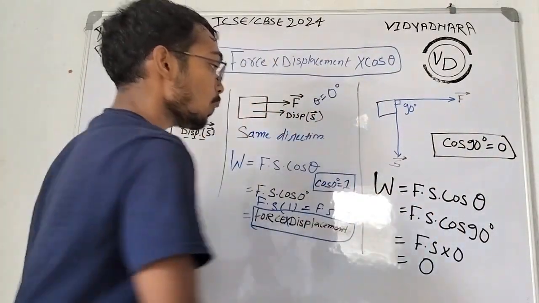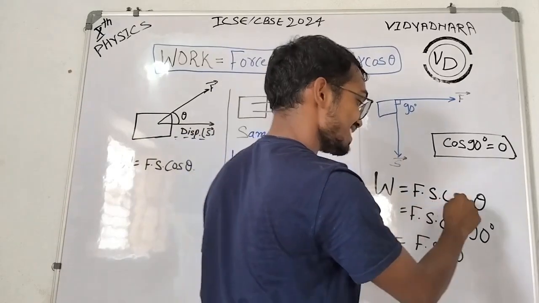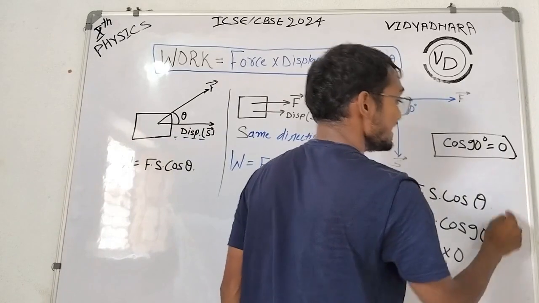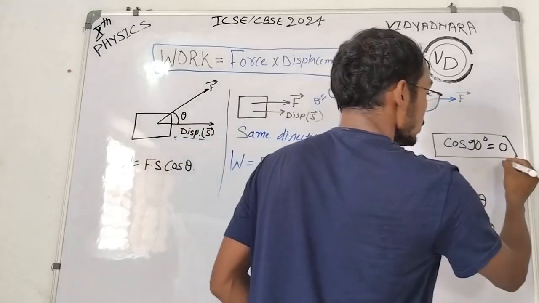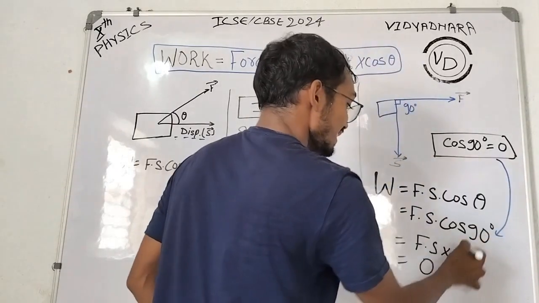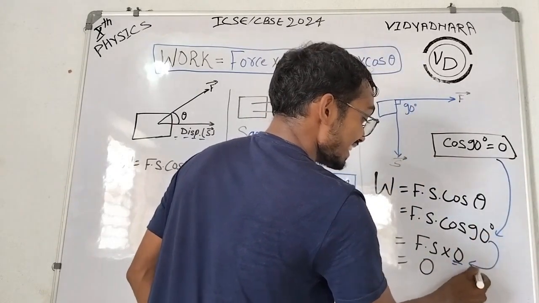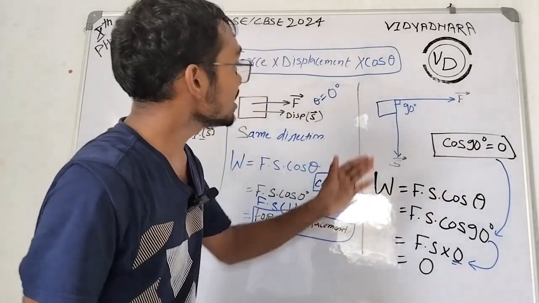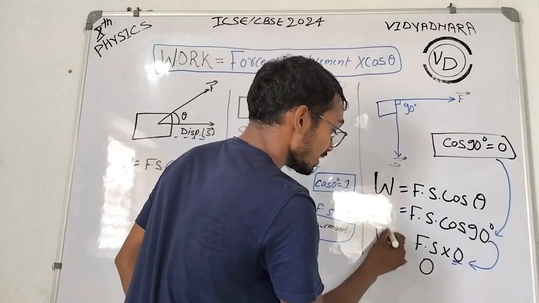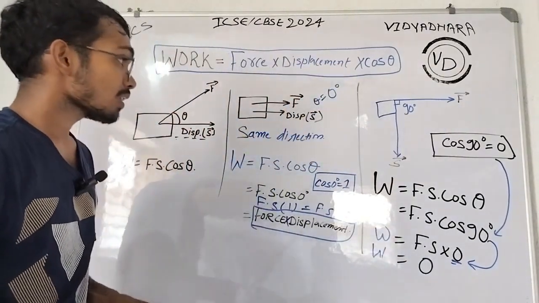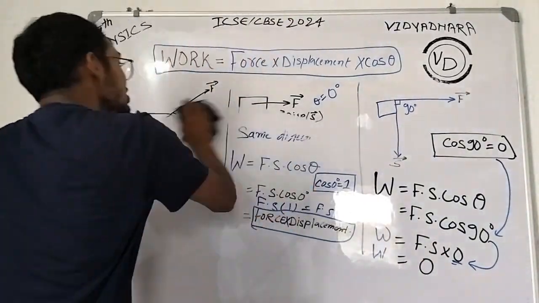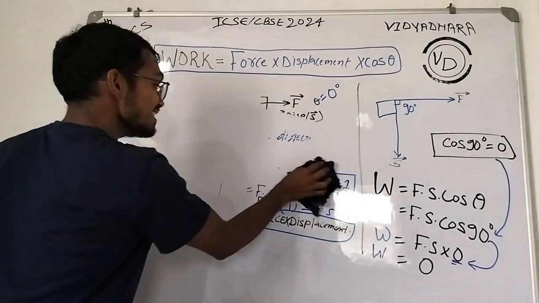So what is the work done? Work is equal to force into displacement into cos theta. So force into displacement into cos 90 degree. And what is the value of cos 90 degree? It is 0. Shockingly, what we have seen is that work done is 0. Suppose I take another example by which you can relate more easily to the third case.